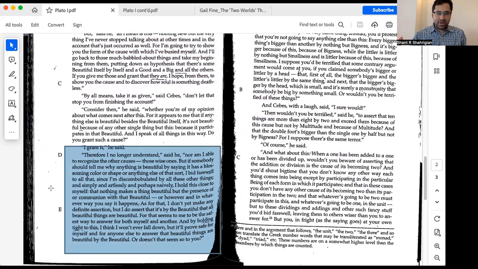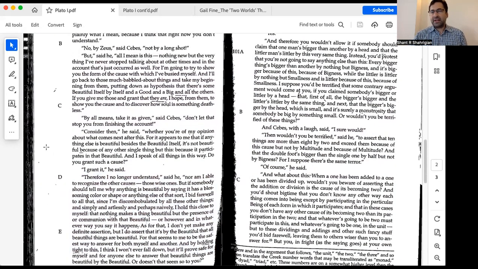It says, when other people want to talk about justice or beauty, he's not going to listen to any hypothesis other than nothing makes a thing beautiful but the presence of our communion with that beautiful, capital B, the form of beautiful, or however and in whatever way you say it happens. I don't make any definite assertion, a very quintessentially Socratic thing to say. He said, I'm not 100% about this as being set in stone, but I do assert that it's by the beautiful that all beautiful things are beautiful. And that's really the key sentence. It's by the beautiful that all beautiful things are beautiful.